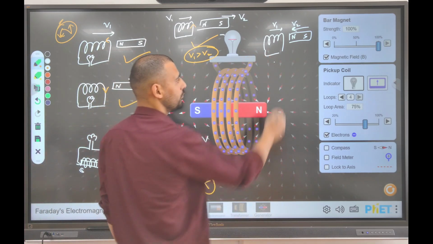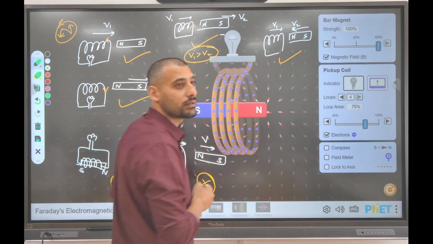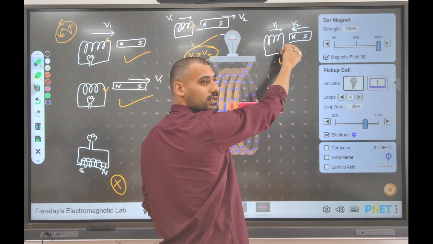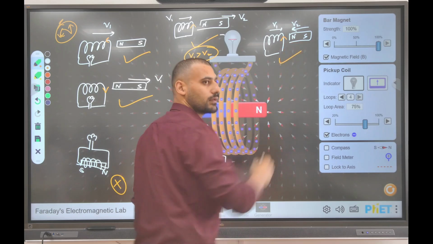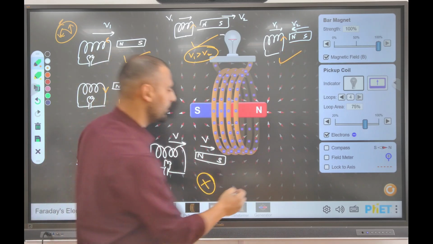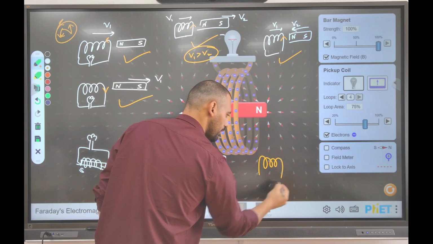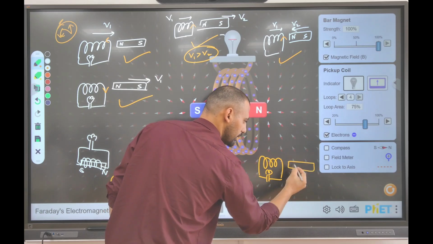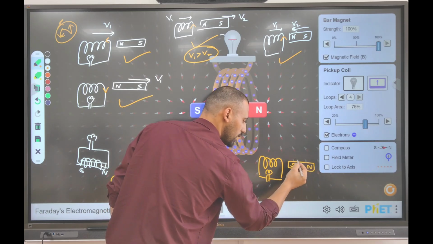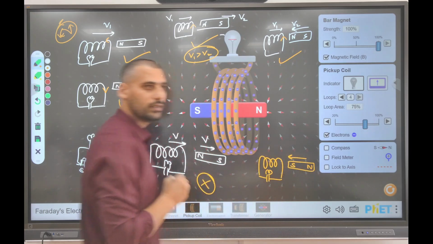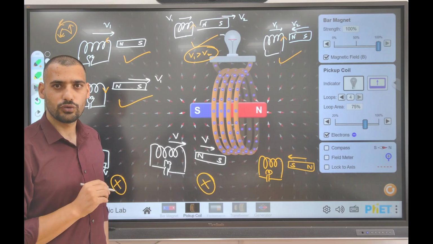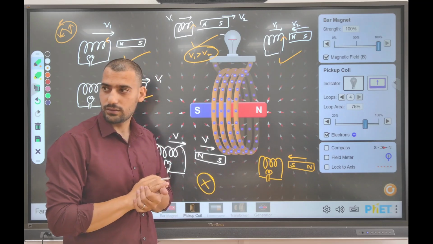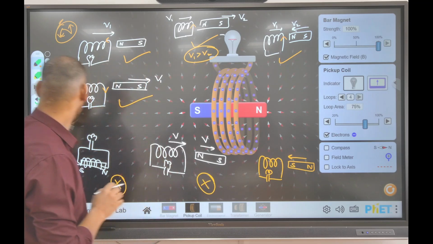What about this? Yes, again, very good. What will be the direction? Anti-clockwise. Why? Because north is coming closer, it doesn't like the north, so it will develop current like this. Is that fine? Now tell me what about this? There is a coil and then there is a magnet. This is south pole and this is north pole, and this is happening. Tell me, yes or no? So what will be the direction? It will be clockwise.